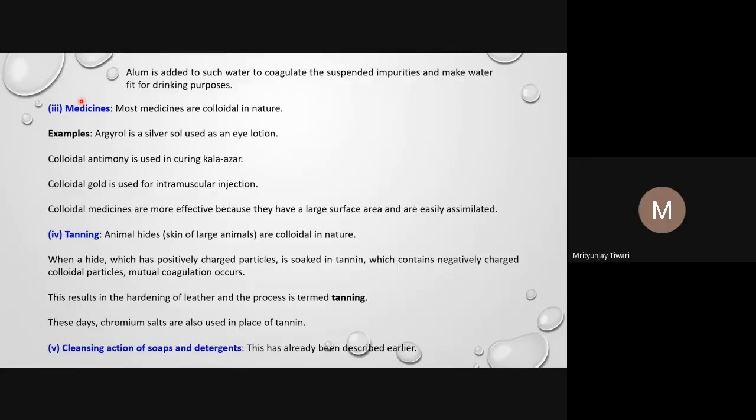Colloids are also used in medicine. Most medicines are colloidal in nature. For example, Argyrol. Argyrol is a silver salt used as an eye lotion.